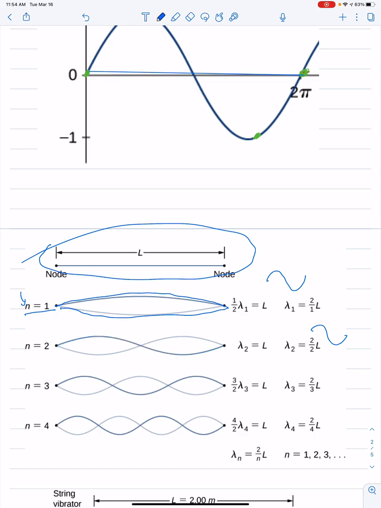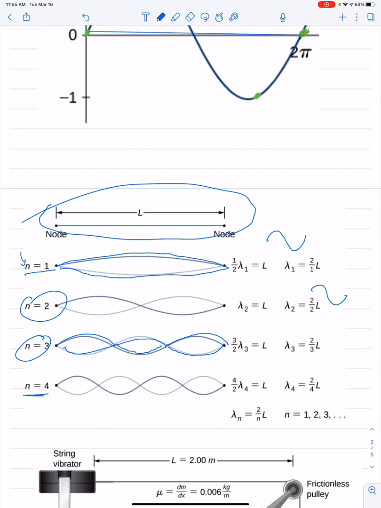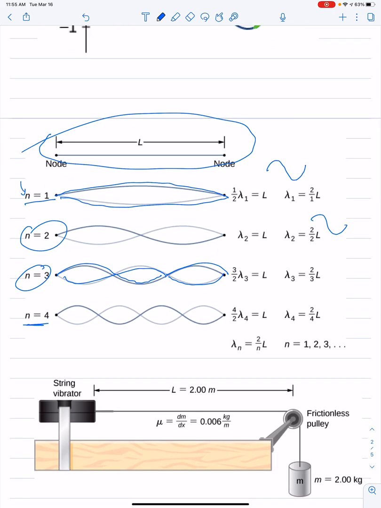So in this situation, we have two complete wavelengths. In this situation, we have three. So 1, 2, and 3. Finally, for the lab, this is what we want you to do. For the string, we want you to do 4 wavelengths, 4 modes, 4 harmonics. Okay?